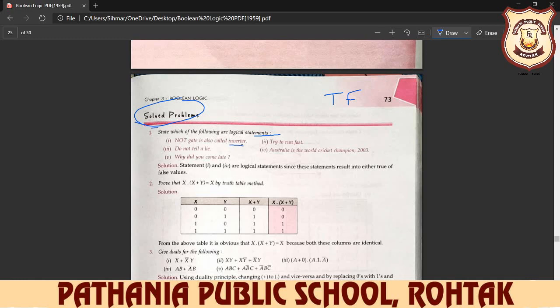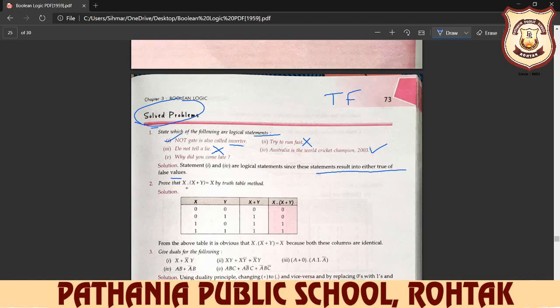Yes. No logic here. No logic here. Australia is the World Cricket Champion 2003: either true or false, so this is logic. Here is also logic. Why did you come late? No logic here. So statements 1 and 4 are logical statements since these statements result in either true or false values.